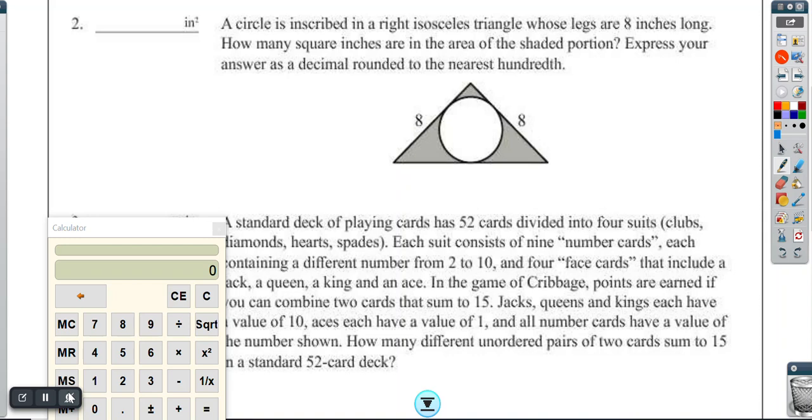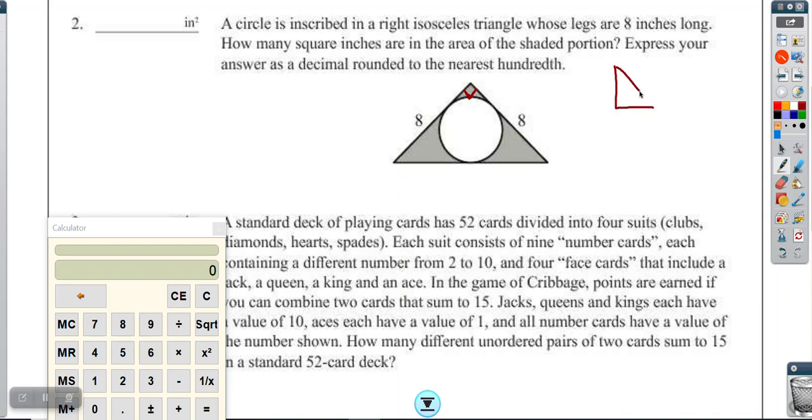So the problem says, a circle is inscribed in a right isosceles triangle whose legs are 8 inches long. Okay, so let's try to figure out what that really means. So we have an isosceles right triangle. So clearly we know that this length right here, that is a right angle. And we also know that this is going to bring into play what we know about isosceles right triangles.